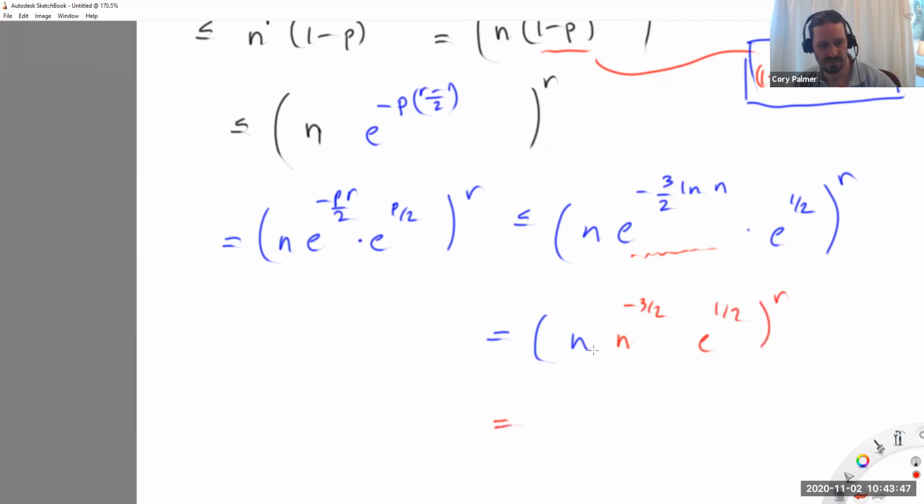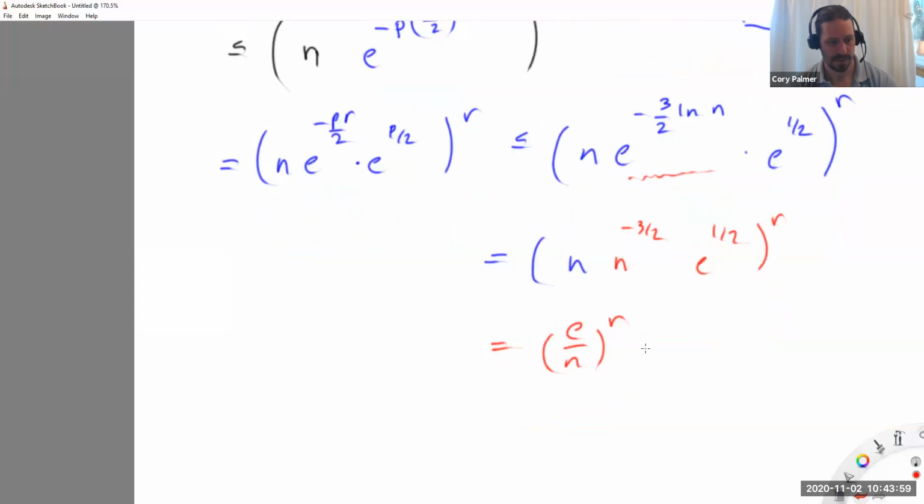And now in the final step here, I've got n divided by n to the 3/2. And this, it's not important. I've got e to the 1/2. This simplifies to e over n, all raised to the r. Okay, and this goes to 0. It doesn't even matter what r is. r actually does depend on n, but it doesn't matter, right? Because e is a constant divided by n. As n gets large, it goes to 0, regardless of whether I have an exponent there or not. That just makes it go to 0 even faster. Okay, so as n goes to infinity.